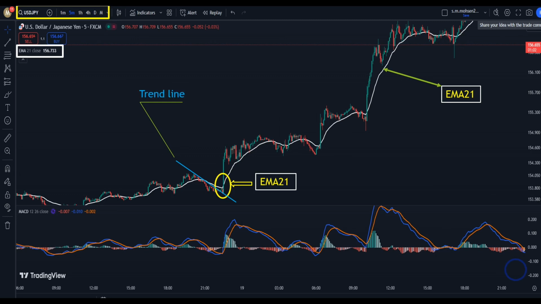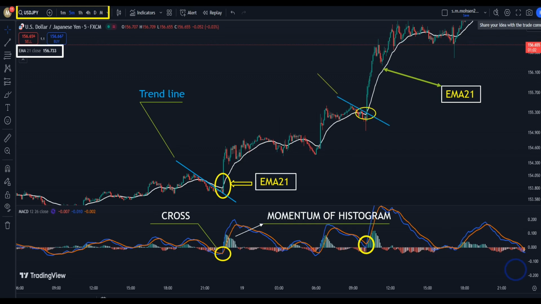Additionally, the trend line drawn on the chart provides further confirmation for entry into the trade after being broken by the price. It's worth noting that after the crossover and entering the trade, the momentum of the MACD histogram also increases, indicating a strengthening trend and confirming the price movement in the right direction. This rise in momentum provides a stronger assurance for the continuation of the price movement and the success of the trade.